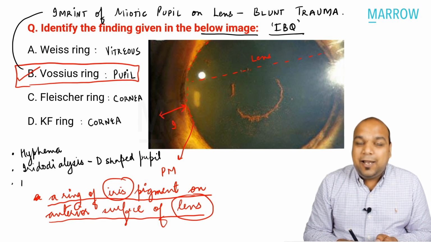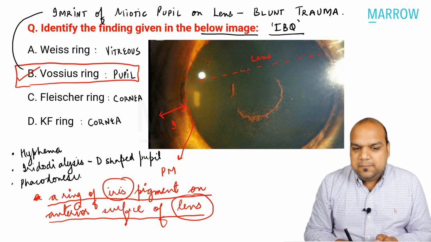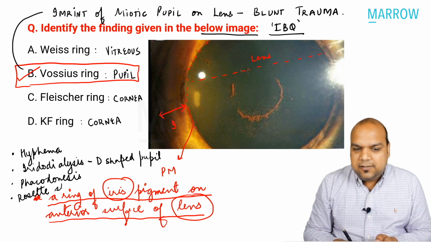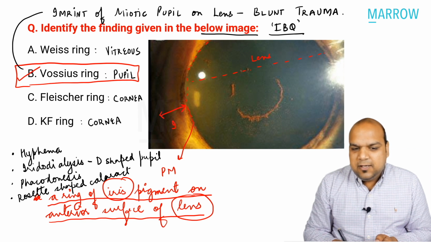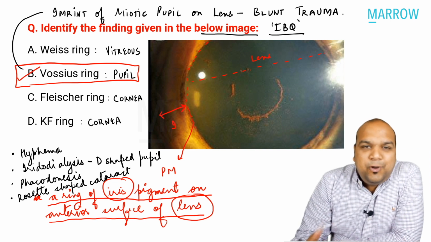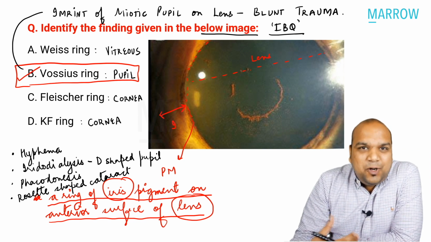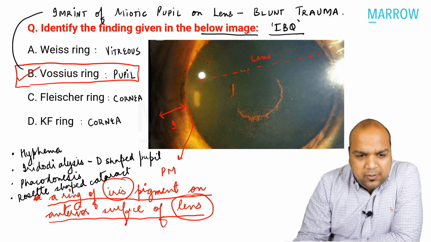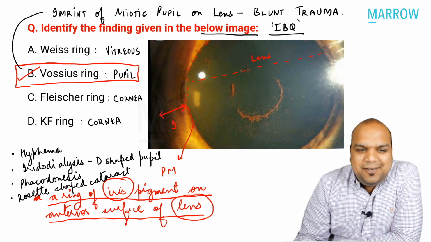Then just like iridodialysis, there can be phacodonesis. There can be Vossius ring. We know there can be which shaped cataract? Rosette-shaped cataract. So very simple questions, all of them, very simple images. Blunt trauma or ocular trauma, even though a very simple topic with 10-12 questions, is very frequently asked in the examination. Now, let's see the images of all the other options given in the question also, everybody.